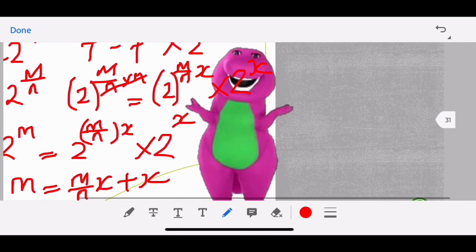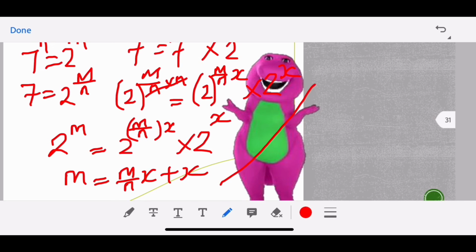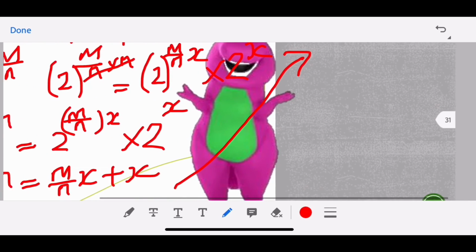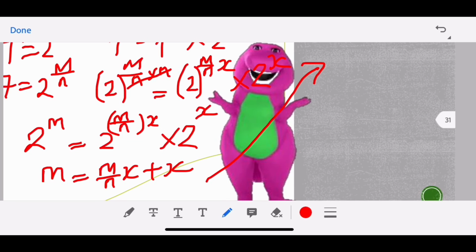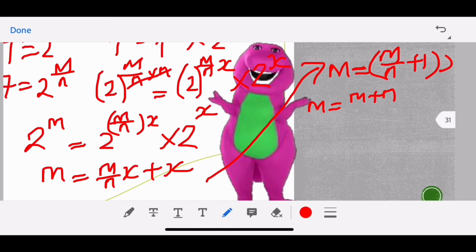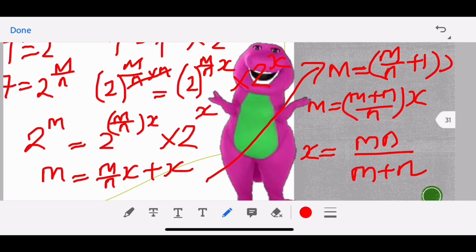Then you need to factorize the x. Okay, so I continue to this side. So we actually need to write m is equal to x times m over n plus 1, because I factorize the x. When you factorize inside the bracket, you have to divide by x. So finally, I got m over n. I make the denominator the same, m plus n over n, so x is equal to mn over m plus n. Okay, that is how you get the answer.